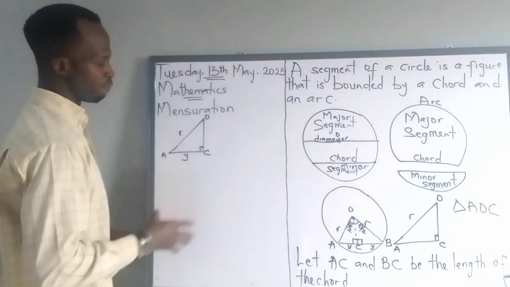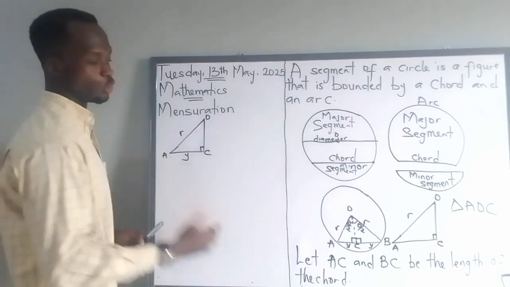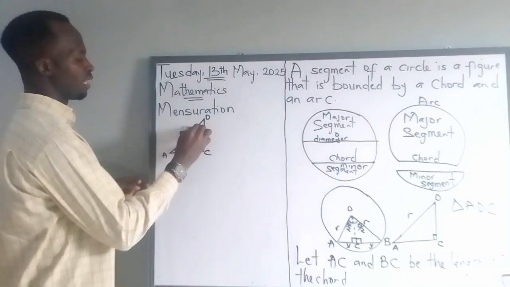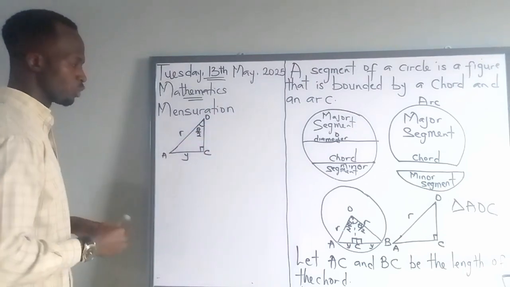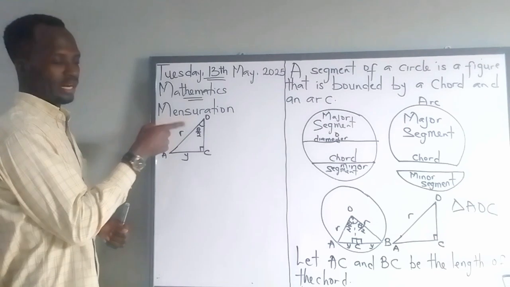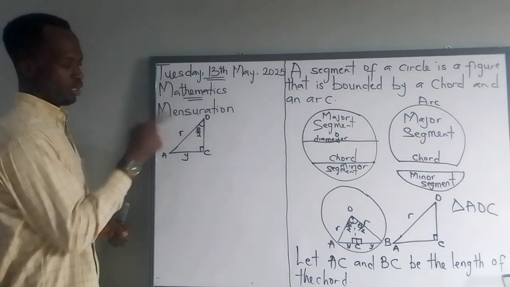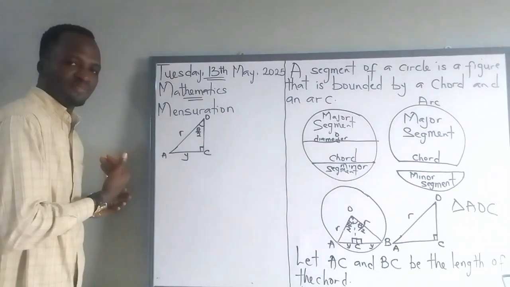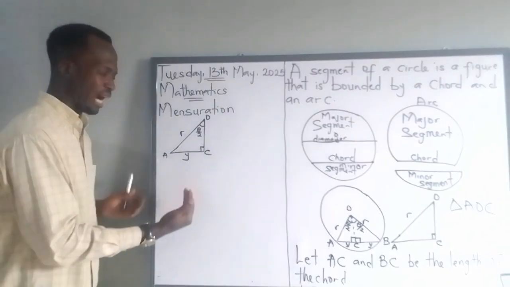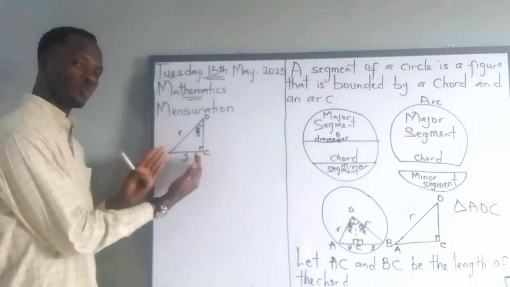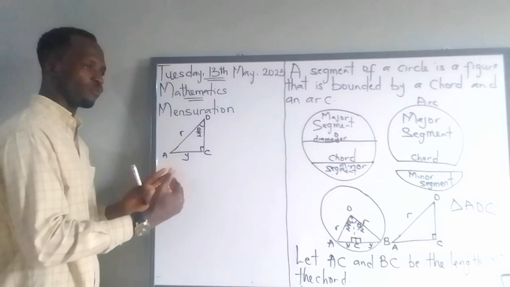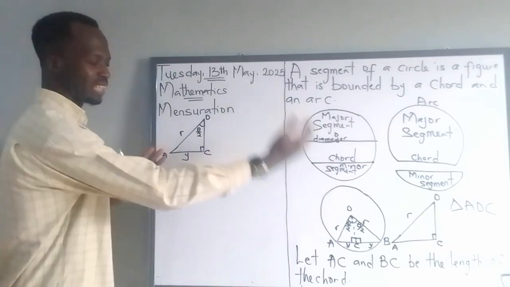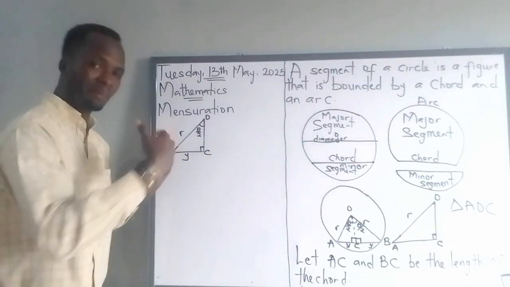Since I've picked out triangle AOC, which is one of the two right angle triangles, the angle here will be theta over 2. So how then do we find AC, which is one half of the length of the chord? Once we are able to find one half, it will be easy for us to find the other half because both of them are equal. Once we find Y, the other side of the chord, which is BC, will be the same thing.